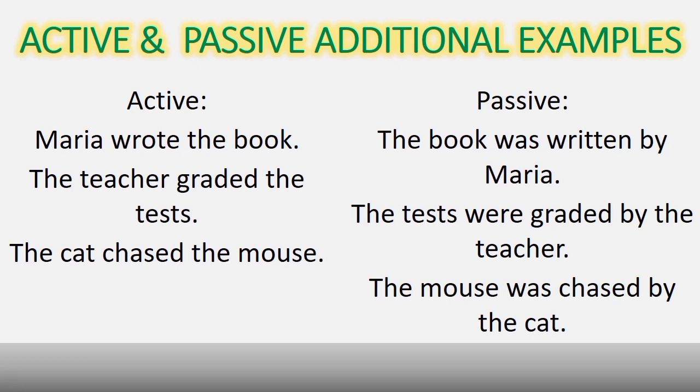Passive examples: The book was written by Maria. The tests were graded by the teacher. The mouse was chased by the cat.